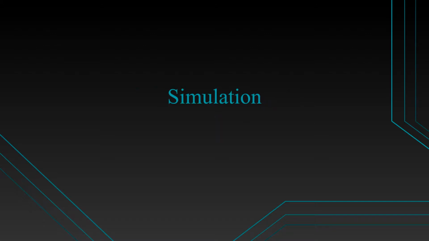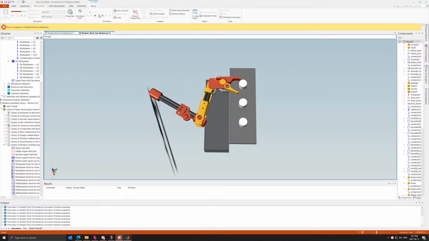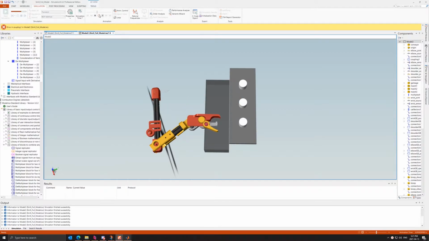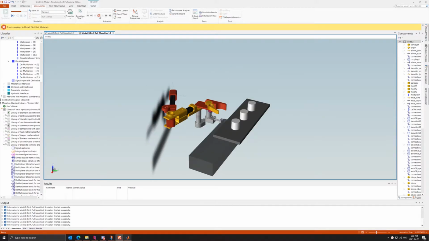First on the agenda, the simulation. Here you see the full SimX model of our system. As you can see, it is a 3.5 degree of freedom SCARA robot with a wrist and gripper mechanism, and it's capable of grabbing all of the marshmallows as specified by the control system.